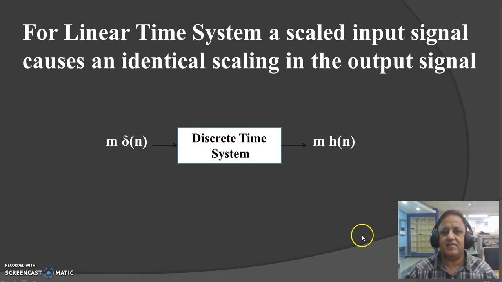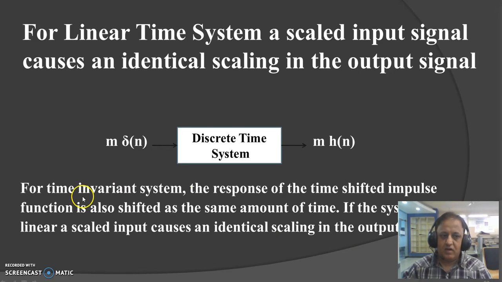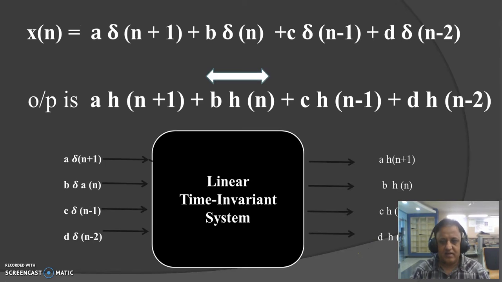Once we've considered these LTI systems, this is the concluding part. For a time invariant system, the response to a time-shifted impulse function is also shifted by the same amount of time. If the system is linear, a scaled input causes an identical scaling in the output signal as well. Next, suppose x[n] is a δ[n+1] plus b δ[n] plus c δ[n-1] plus d δ[n-2].